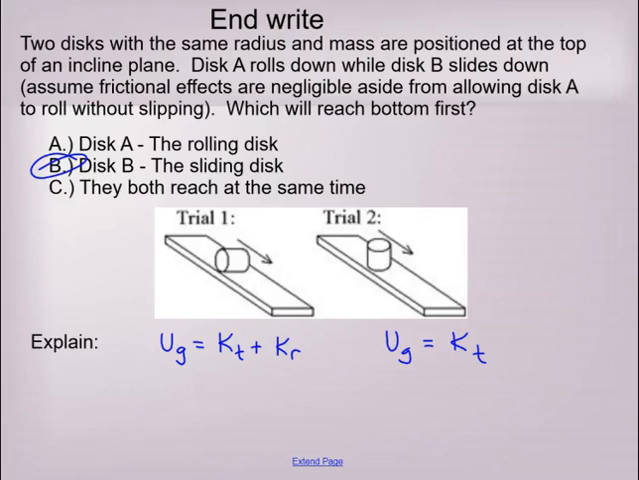But for the sliding one, all of that mechanical energy, all of that potential energy, becomes translational. And so translational energy then goes along with that final velocity. Whereas the rolling one starts with the same amount of gravitational potential energy, but because some of that energy is rotational, we have less translational energy. And so the whole thing is going to be moving slower at the bottom. Therefore, it's going to get there last.